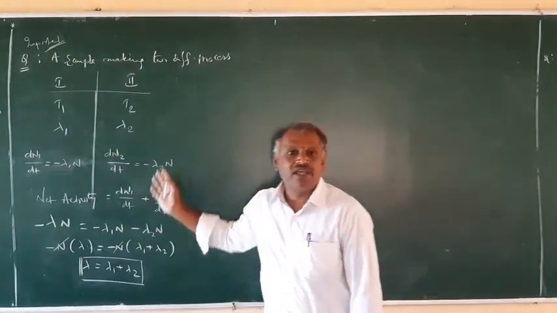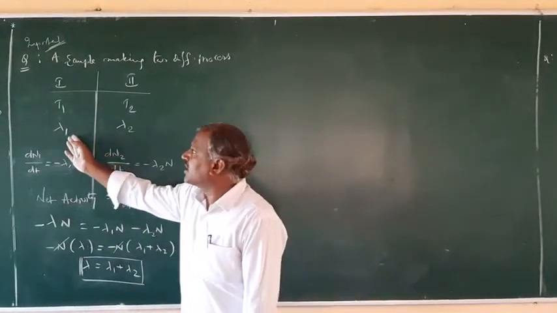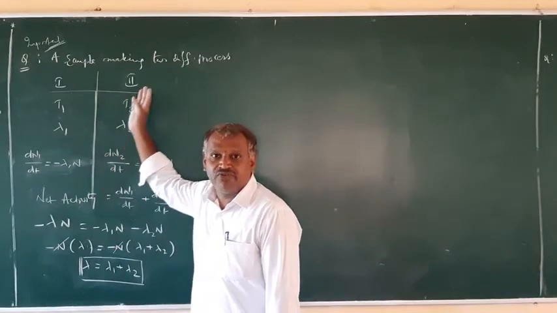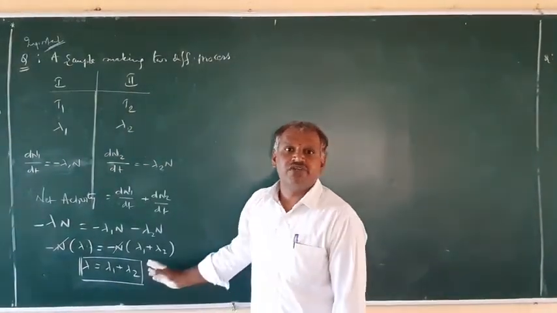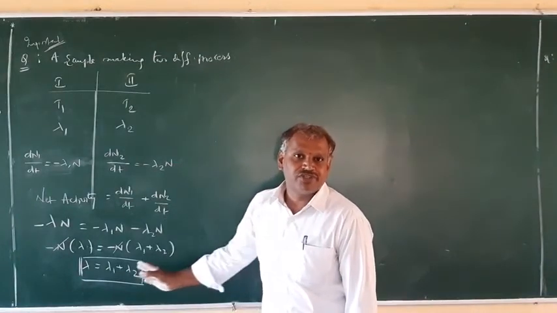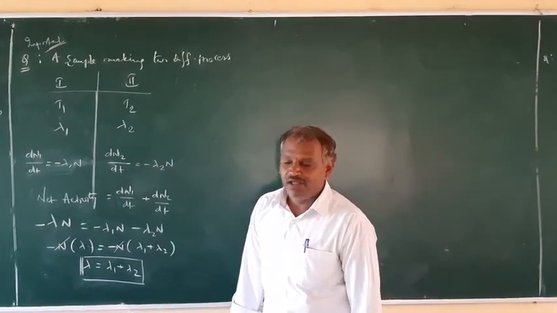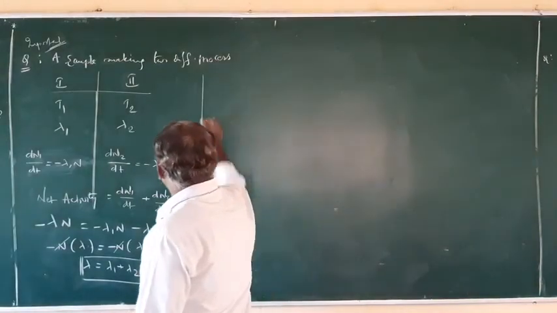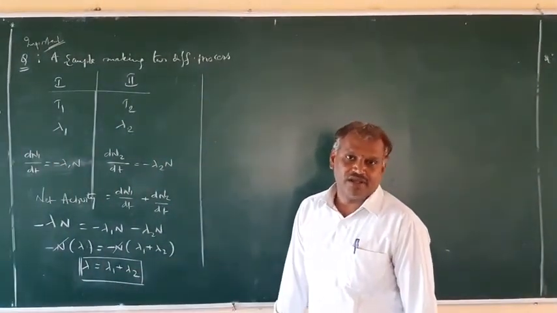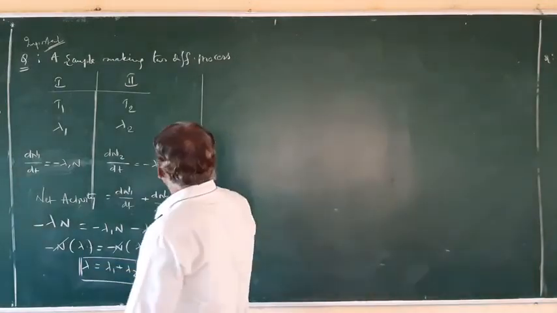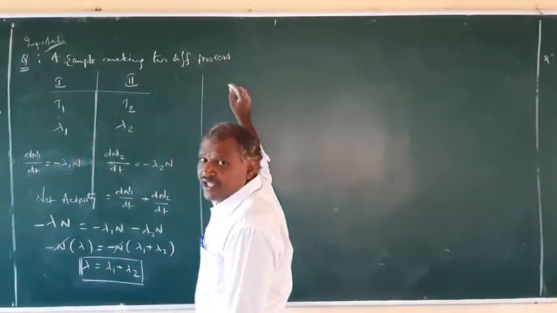So here parallel decay is going on. The decay constant for the first process is lambda 1, for the second process lambda 2, then the effective decay constant is given by just the addition of both. Lambda 1 plus lambda 2 is nothing but lambda only. Right? Now, once we know the lambda, we can write its half-life. So we can write the half-life in terms of the decay constant.